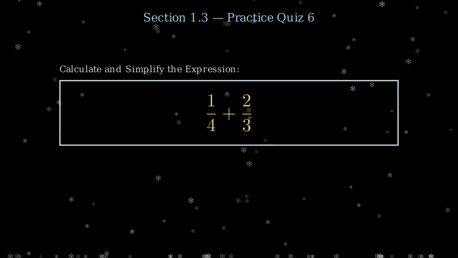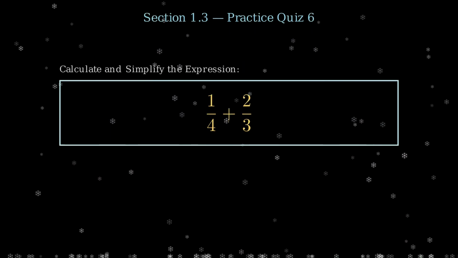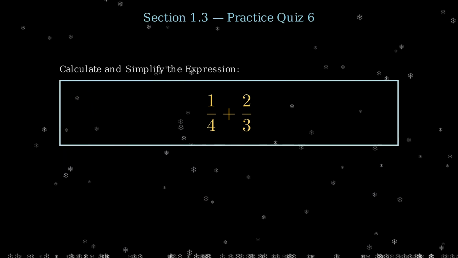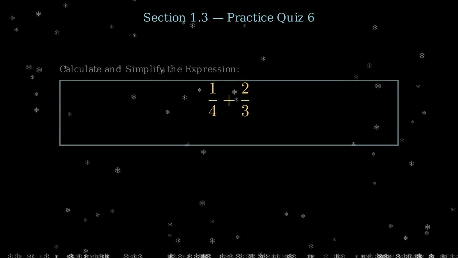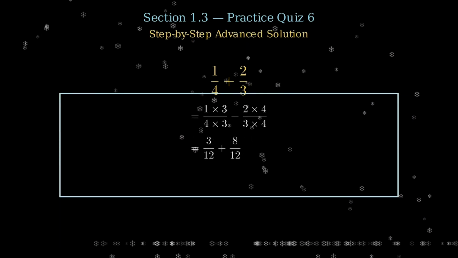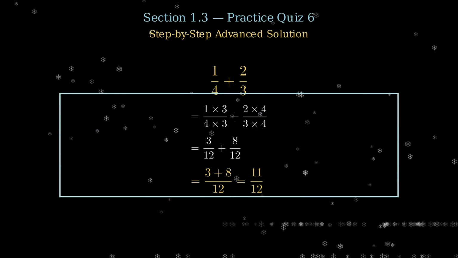Let's put your skills to the test with a practice quiz. Calculate and simplify the sum of 1 over 4 and 2 over 3. Remember to find the least common multiple of the denominators first. Let's solve it together. The denominators are 4 and 3, and their least common multiple is 12.